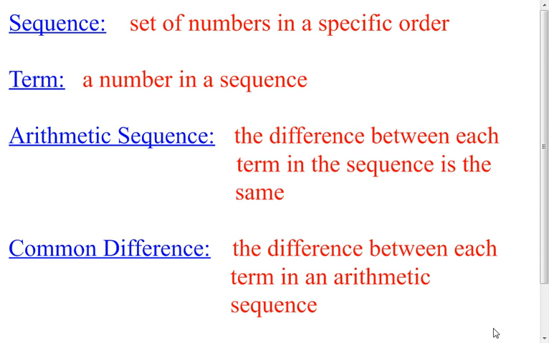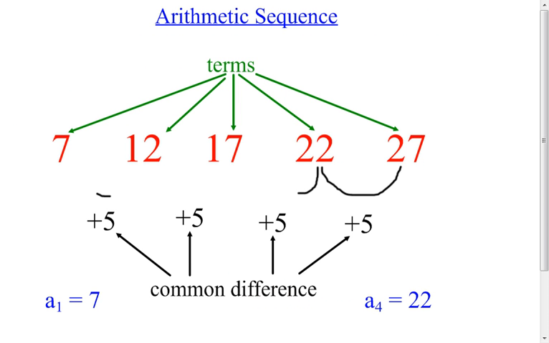And then the common difference is that number that you're either adding or subtracting to get to the next number each time. That's called the common difference, and this will make more sense if we do it. So here is an example of an arithmetic sequence. My series of numbers would be 7, 12, 17, 22.